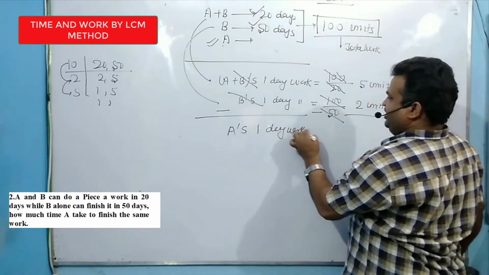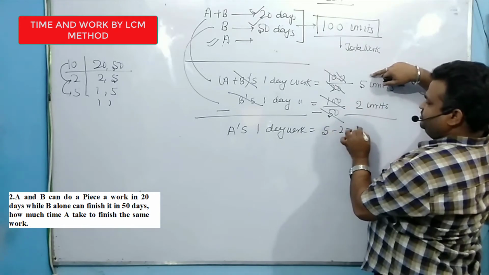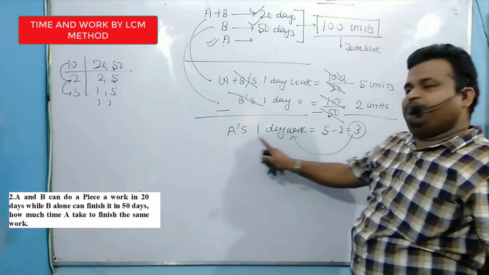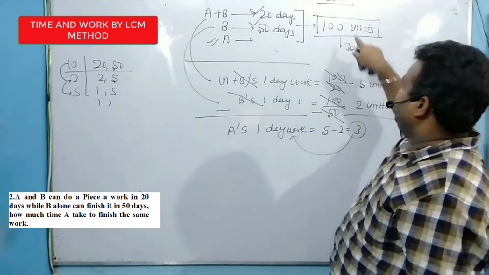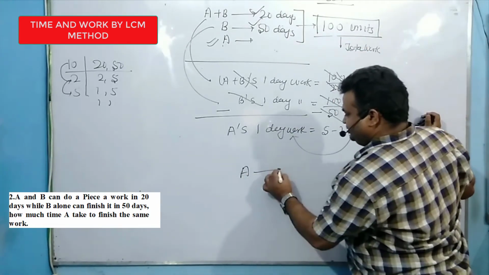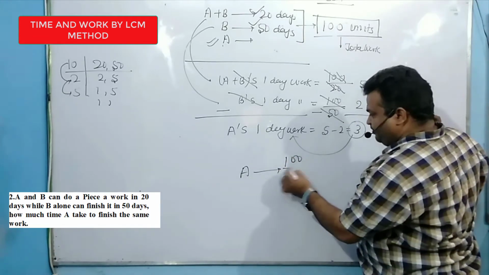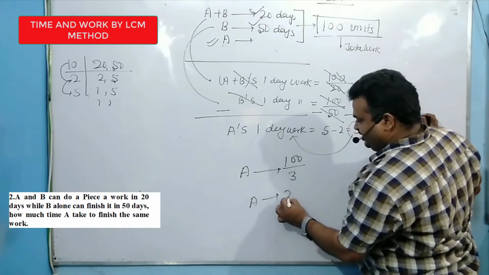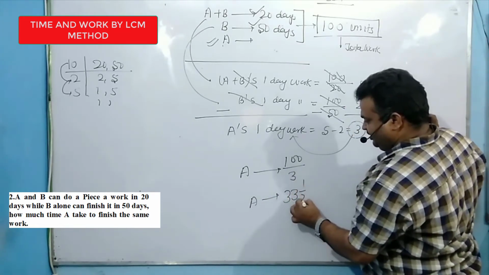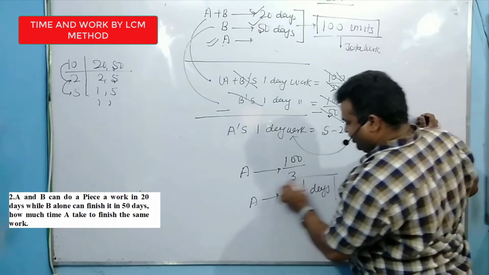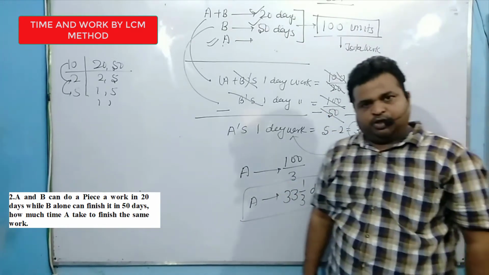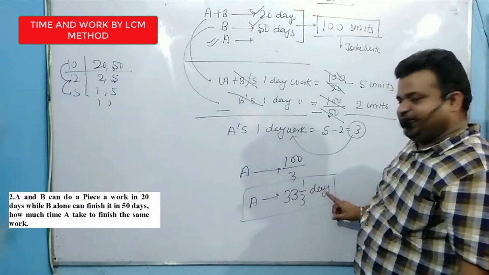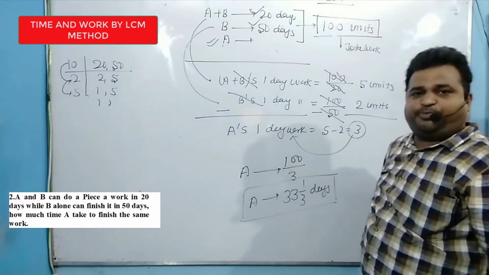So A's one day work is equal to 5 minus 2. It comes to 3 units. It means A's one day work is 3 units per day. Now how much do we need to make? 100 units. This is the total production, and A manufactures 3 units per day. So A takes 33 1/3 days to complete the total job of 100 units of production.